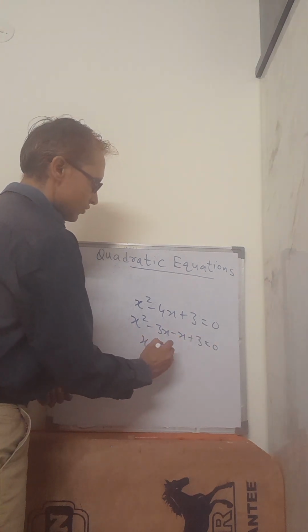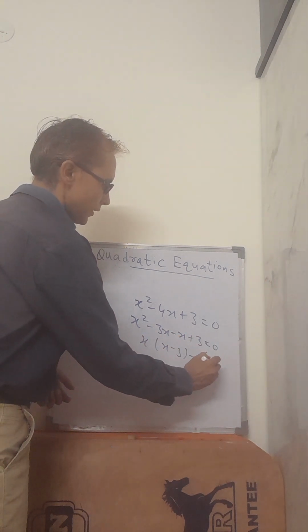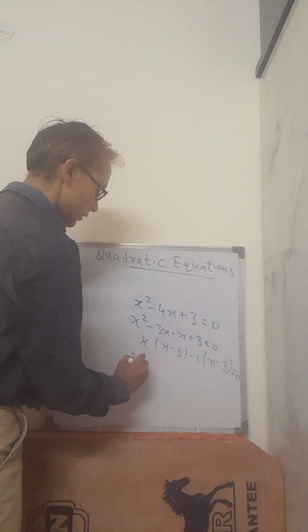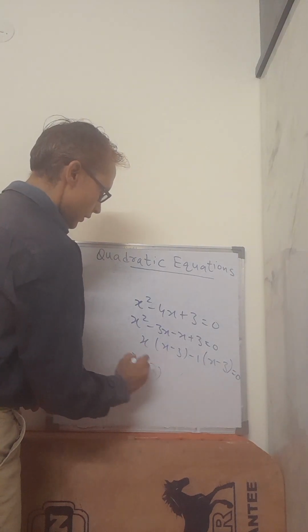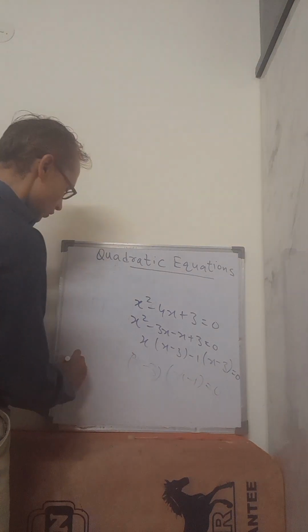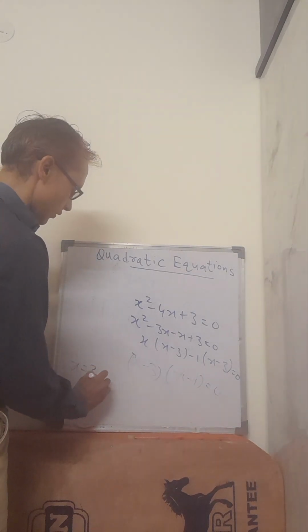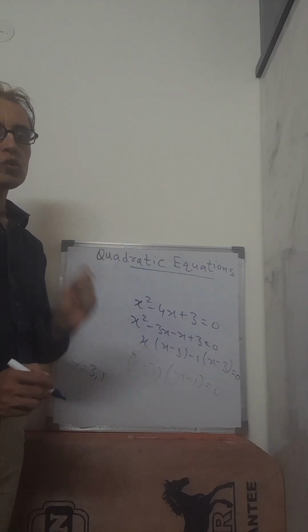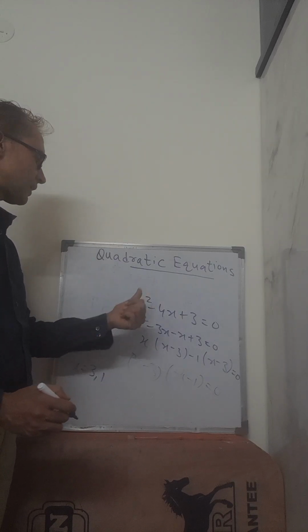So x into x minus 3 minus 1 into x minus 3 equal to 0. So x minus 3 into x minus 1 equal to 0. So values of x are what? So values of x are 3 and 1. So these 3 and 1 are what? They are called as the roots. So roots are the two numbers which will satisfy this equation.